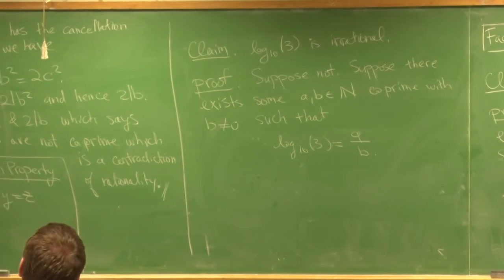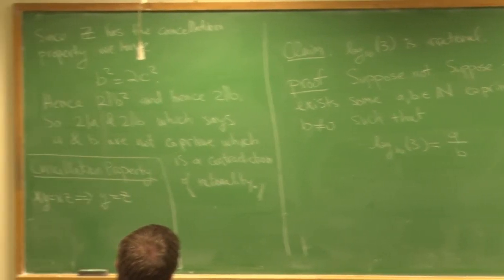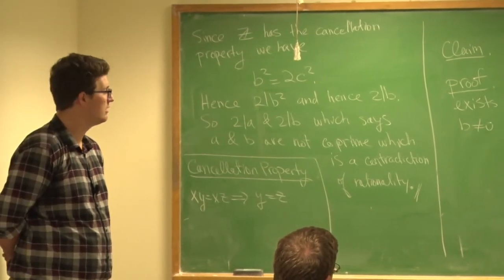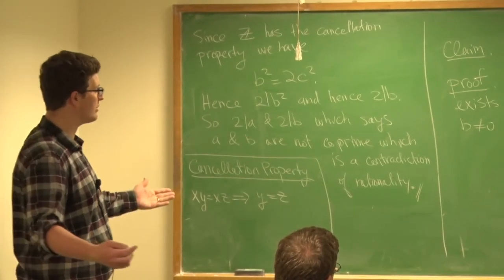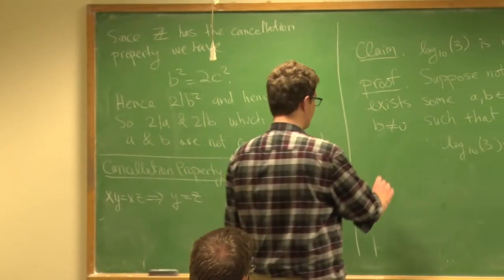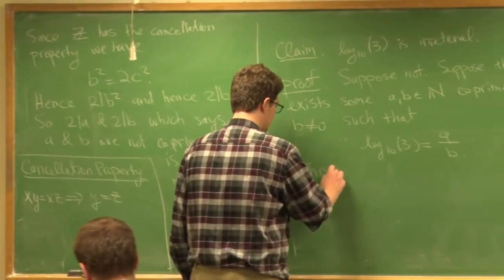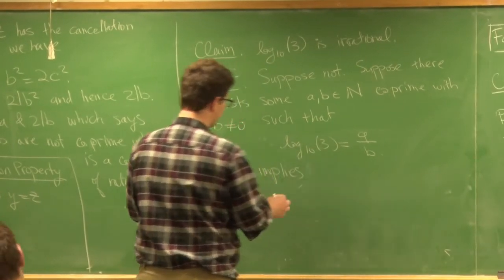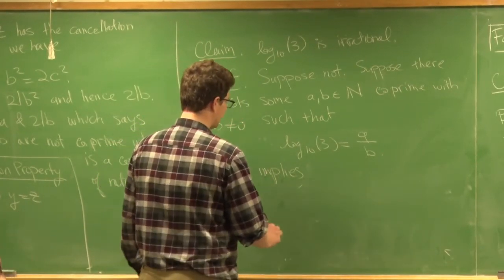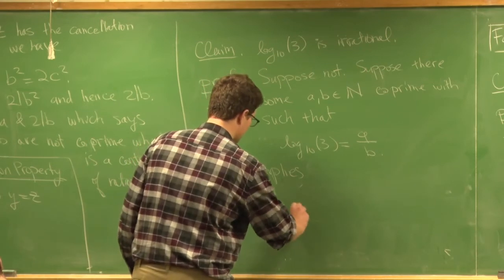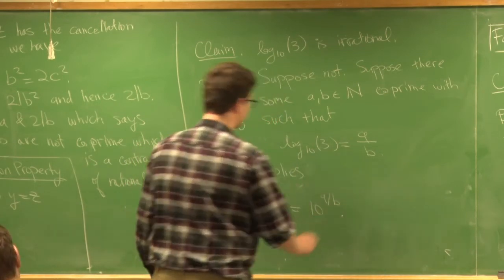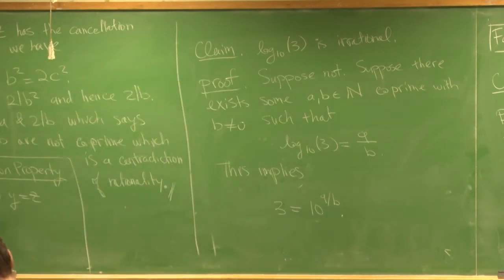Okay, so now what should I do? Anyone have any suggestions? Yeah, why don't we raise them both to the power of 10? Okay, so this implies, now we're using the properties of logarithms. In this proof, we are assuming properties of logarithms, that 3 is equal to 10 to the a divided by b. We're also supposing things like square roots exist.